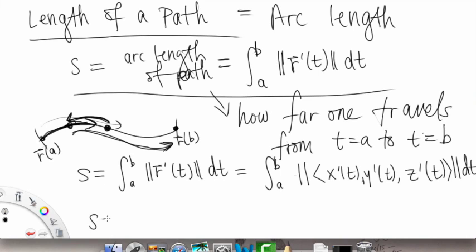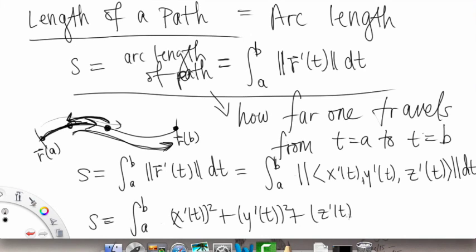And then finally, I'll write down the completely expanded form. That would be the integral from a to b of, and to take the magnitude of something, you square the components. So we're going to square each of these individually and add them together. And finally we have our z prime of t being squared.